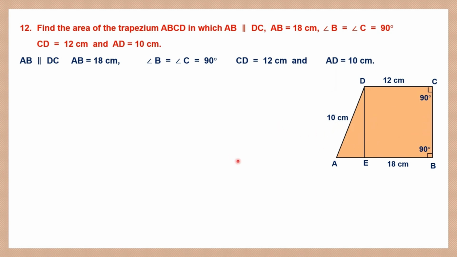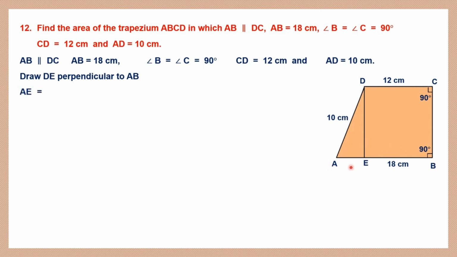To find the area of the trapezium, you need to know the measurement of the parallel sides, which we know, AB and CD, but we also need to know the height. So for that we draw this DE, which is perpendicular to AB. So now this is going to be the height. That means DE is equal to BC. Both will be equal to each other.